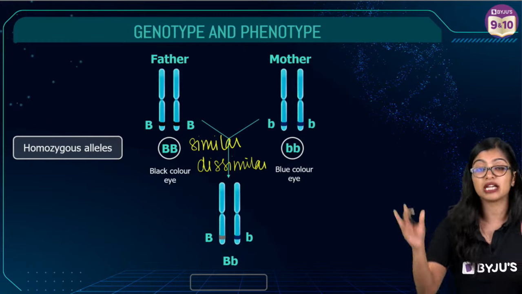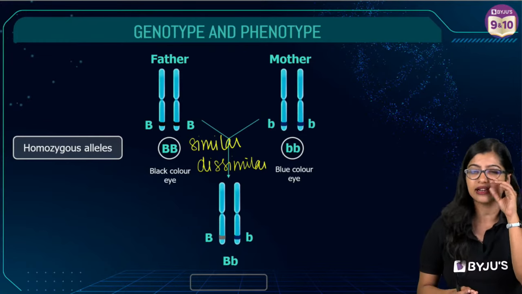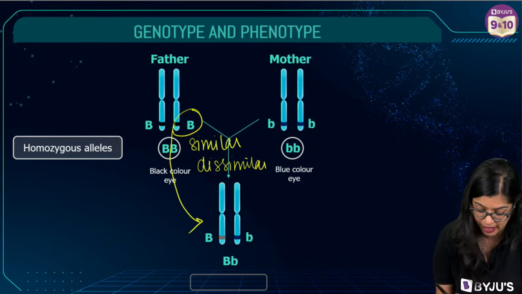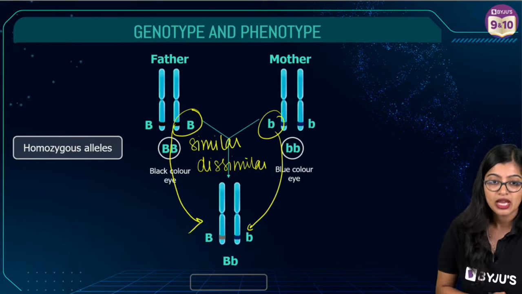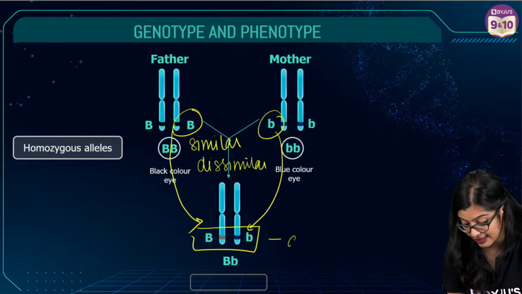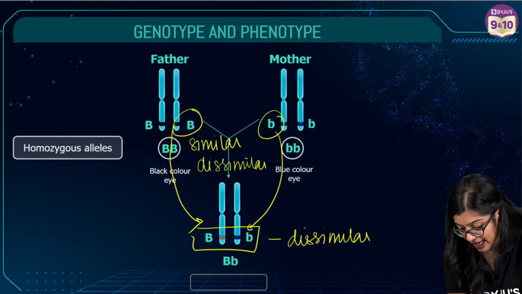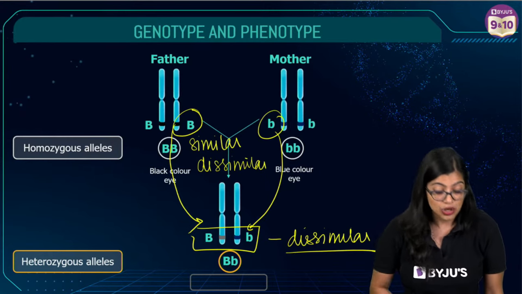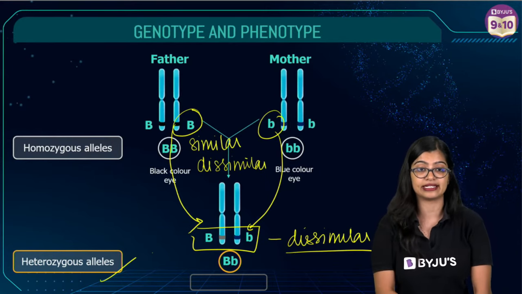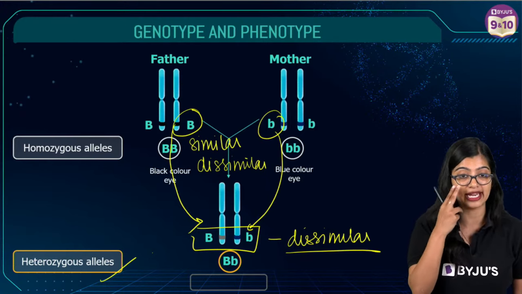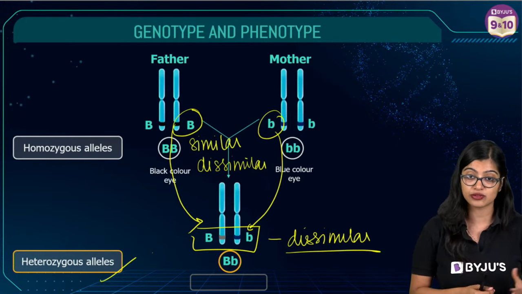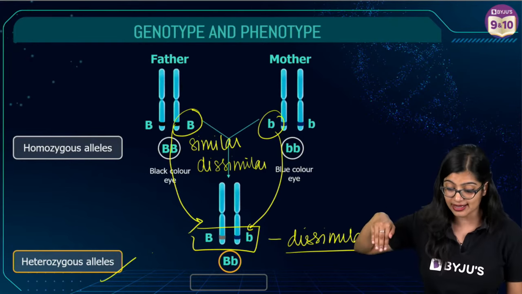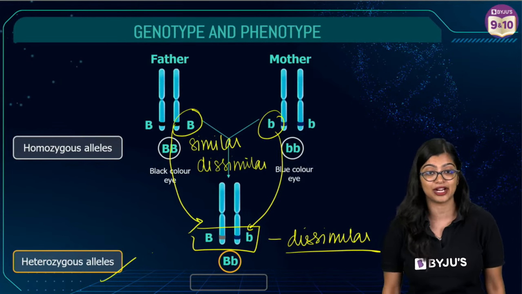Now when this father and mother come together and they reproduce and make an offspring, we see that one of these chromosomes will come to the offspring and one of these chromosomes will come here. Now in this case, what do you see? We see that they are dissimilar. They are not the same. And when a dissimilar pair of alleles exists, we see that heterozygous alleles are present, right? So what are alleles? Alleles are alternative forms of the gene. They can exist as a similar pair and we call it homozygous, right? And on the other hand, if they are a dissimilar pair, we call it heterozygous.